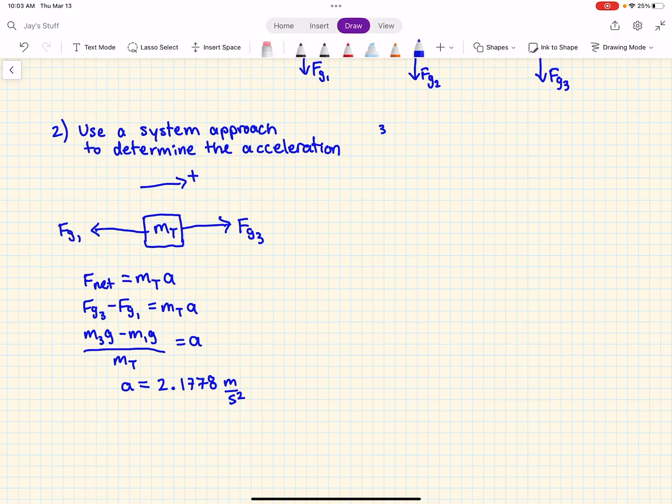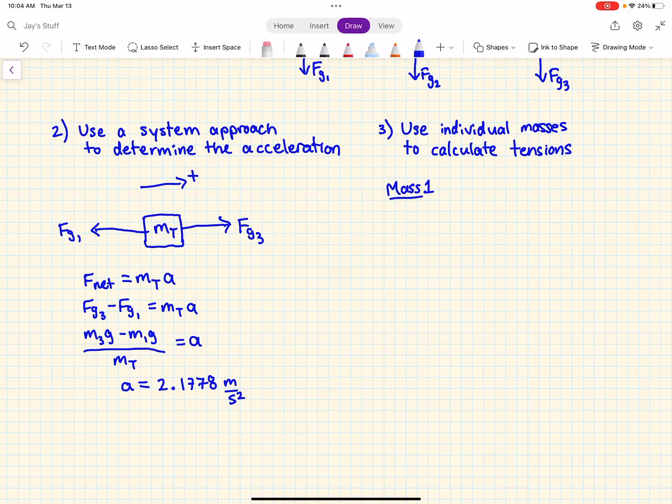So now we can use the individual masses to find the tensions. And this is a general approach with these questions. They often ask you to find the acceleration and then tensions in the cables. So using the system to get the acceleration, and then use that acceleration with the individual masses to get the tensions. So let's look at mass 1.